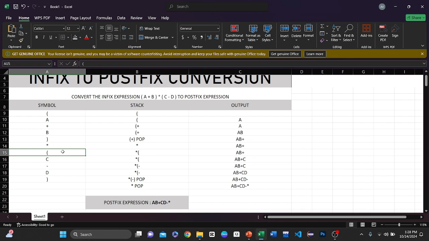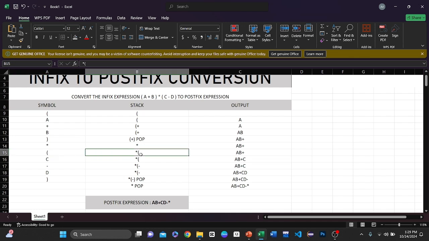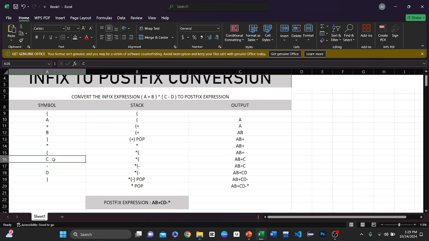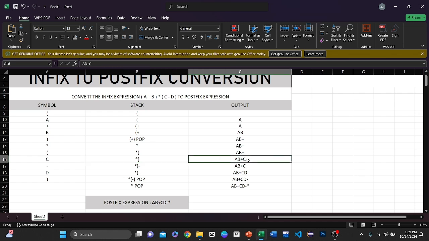Next symbol is the open parenthesis. So the open parenthesis should be placed in the stock. So the recent is multiplication, then the open parenthesis, then gikopy na to ang recent. We will now go to the next symbol, which is the C. So the C is an operand. So gikopy na to ang recent, then gi-add na to ang C diri, then A, B, plus C. So if the symbol is an operand, it should be placed in the output.